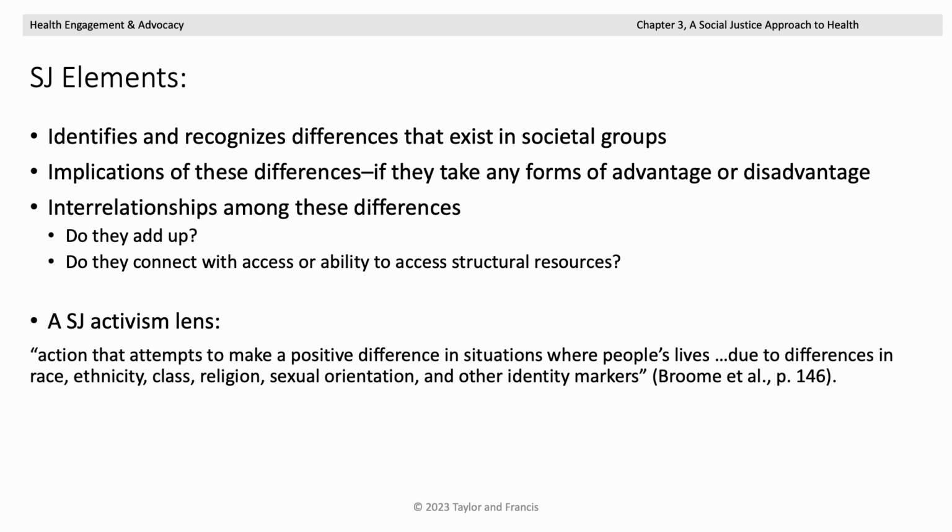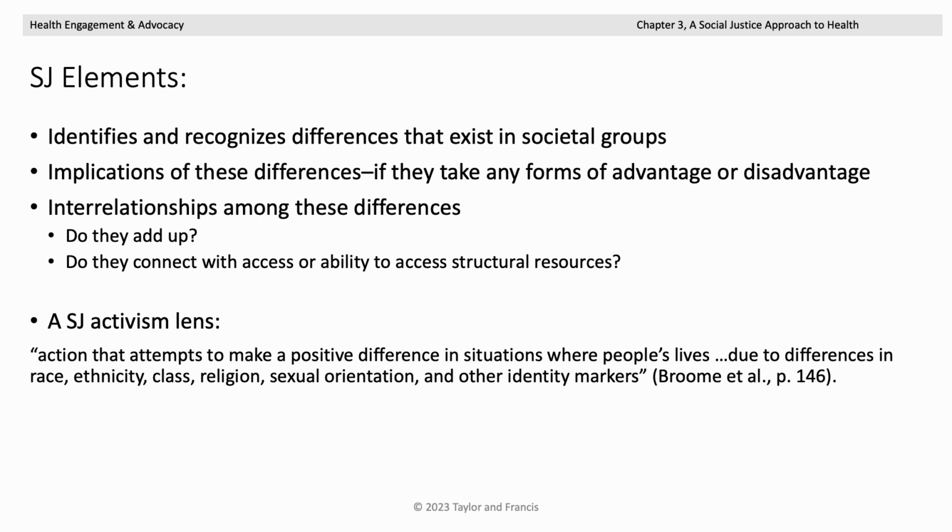So how do we operationalize social justice analysis? There are 3 analytical moves. First, identify and recognize the differences that exist across societal groups. Second, assess the implications of those differences. Do they translate into advantage or disadvantage? Third, examine the interrelationships among those differences. Do they compound? Do they connect to structural access to resources?